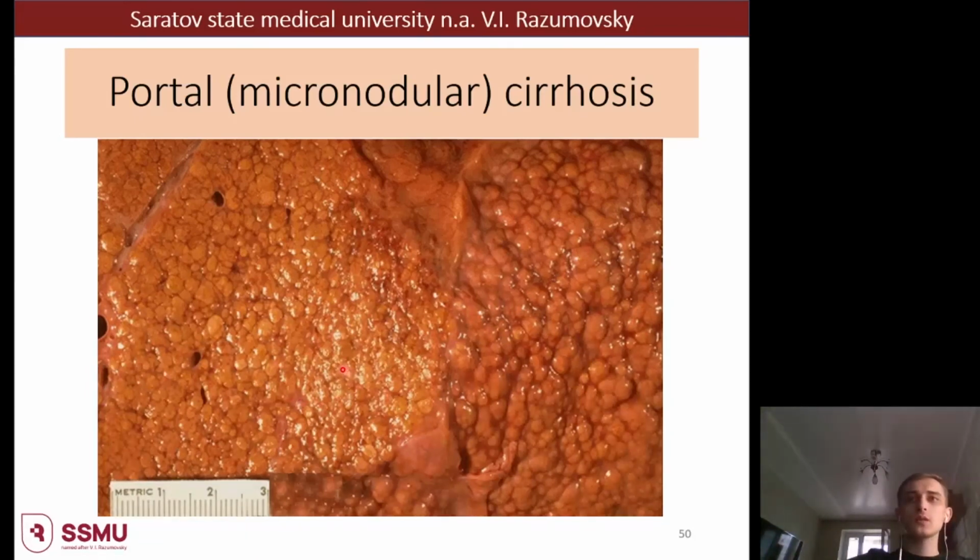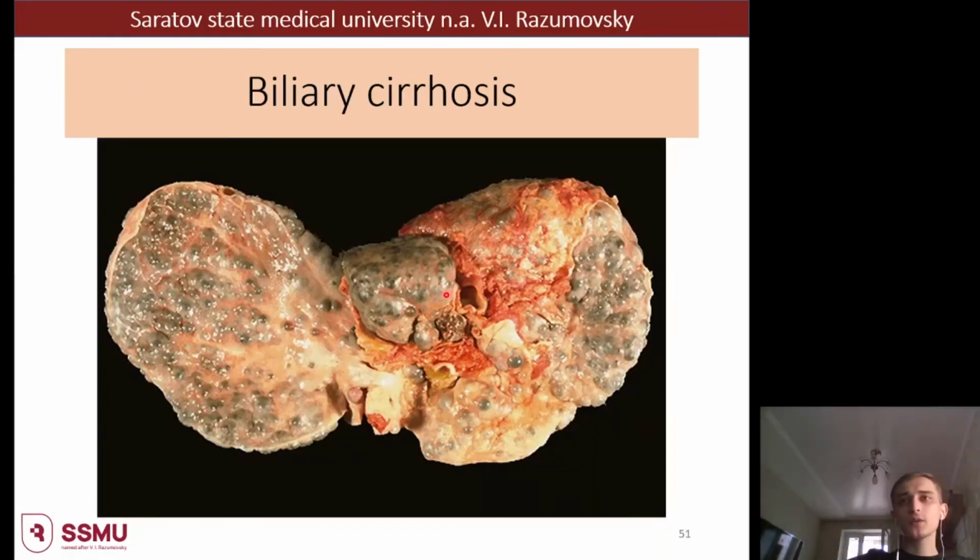In this case, we can see problems with blood supply to the liver, and the liver has again an orange color, but regenerate nodules will be smaller than 1 centimeter, and it is characterized by diffuse damage of the liver, and it's really difficult for treatment and difficult for the patient to have a portal cirrhosis. And biliary cirrhosis is characterized by formation of some green spaces here, and these green spaces are associated with accumulation of bile in the pathological areas.